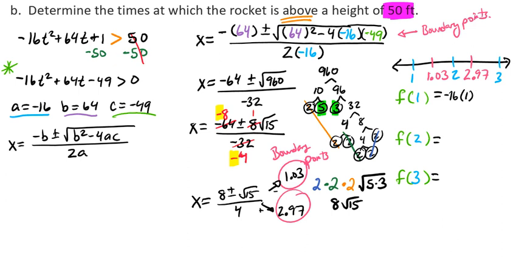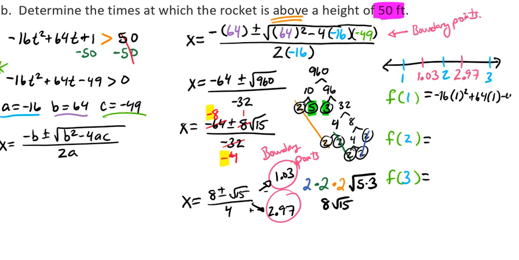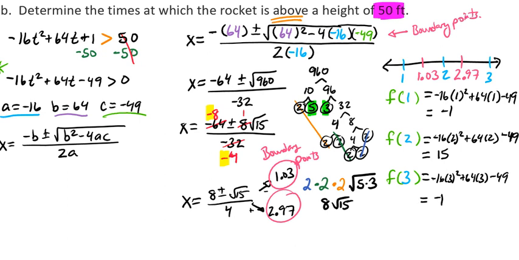So we have negative 16 times 1 squared plus 64 times 1. Let's give ourselves a little bit more room. Minus 49. And when we plug that in, we're going to get a value of negative 1. And we're going to plug it in with a 2. And we can plug that into our calculator. And we're going to see that that's going to give us a value of 15. Now we're going to plug in the 3. And that's going to give us a value of negative 1.